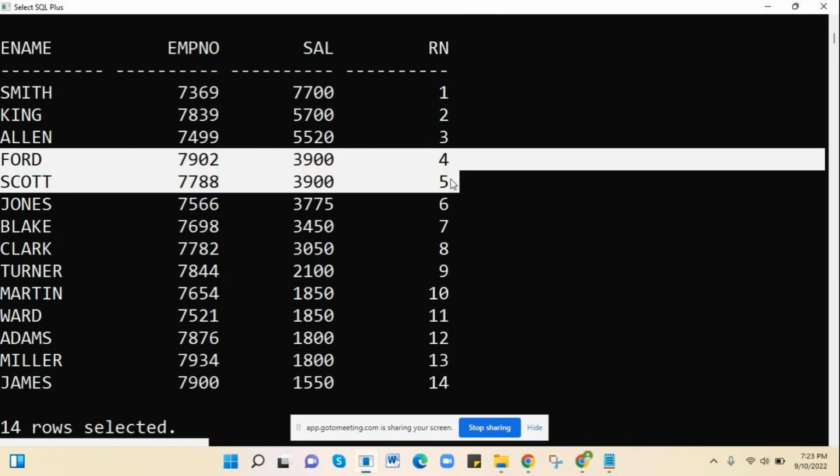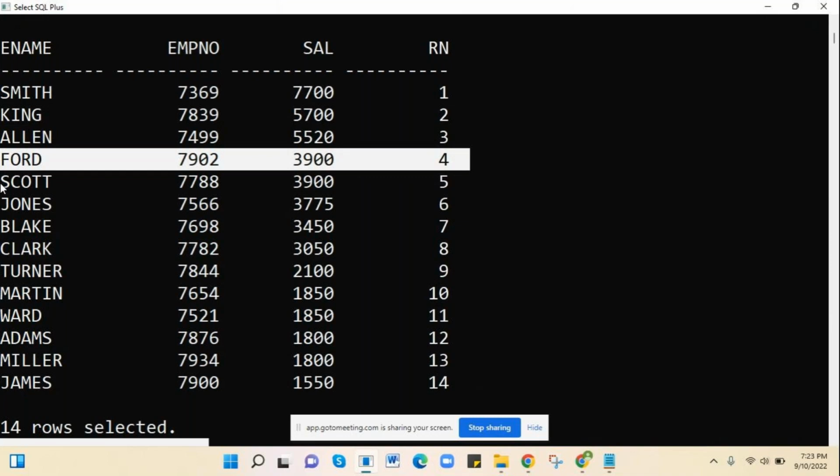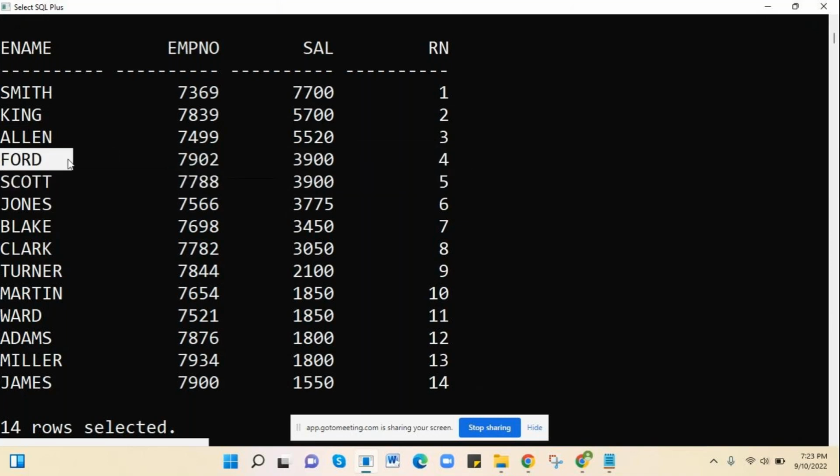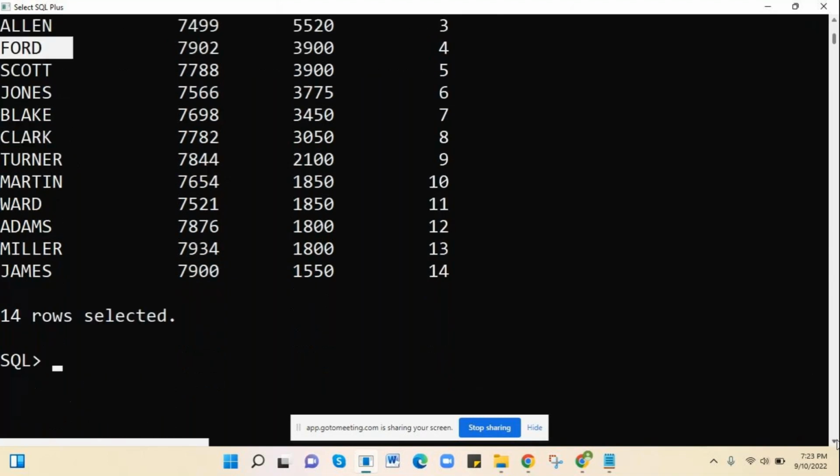Ford and Scott, both have the same salary, but Ford's rank is fourth, Scott's rank is fifth. Why? Because every row has a row ID.